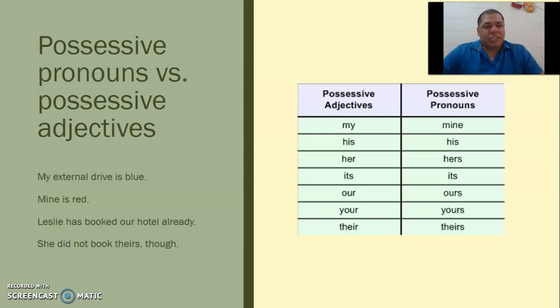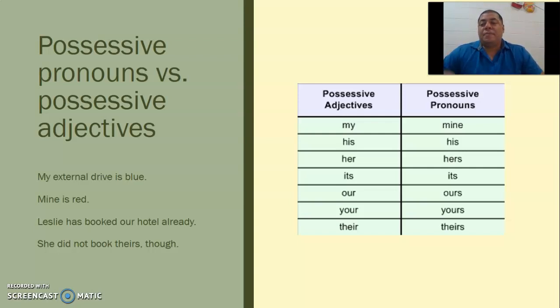The possessive adjectives require a noun. They clarify this noun. They give some extra information about this noun. The possessive pronoun takes the place of the noun. Now, see the examples over there. My external drive is blue. My is modifying drive. My is an adjective. Do not classify my as a possessive pronoun because it's not, it's an adjective.